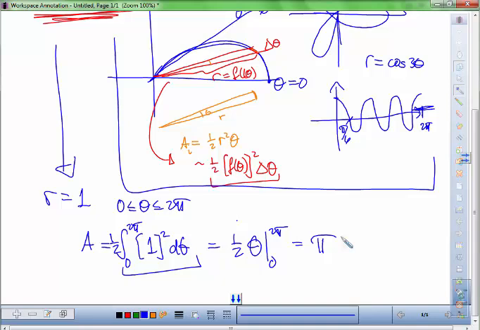Well, the direction's always going to be counterclockwise, starting at the positive x-axis. All right? So this is essentially pi r squared. All right, let's take a look at the cosine of 3 theta and do that example now.